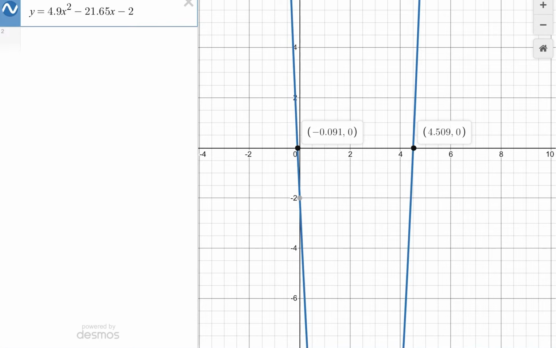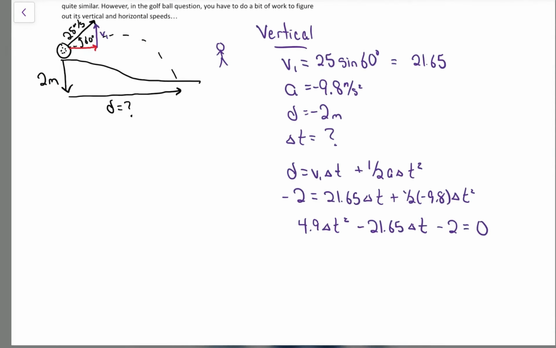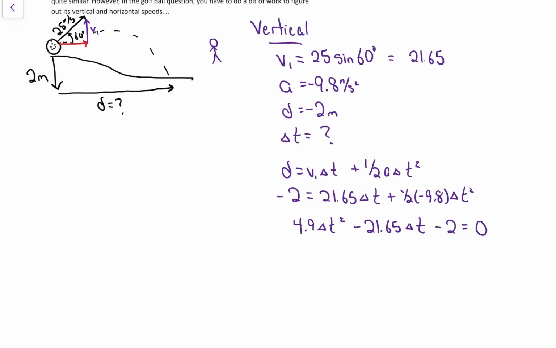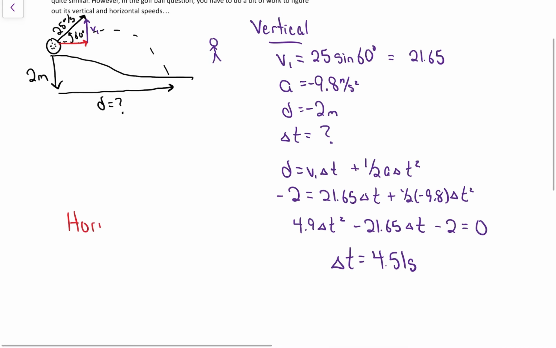If you just wanted to do this part with the quadratic formula, that's okay too. But either way you do it, we should agree that after doing the math, delta t is roughly 4.51 seconds. Don't care about the negative value. Once we're done the vertical, then just like we did before, we're going to plug that into the horizontal.